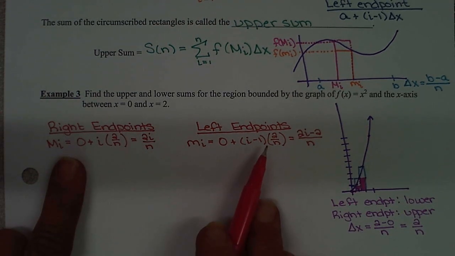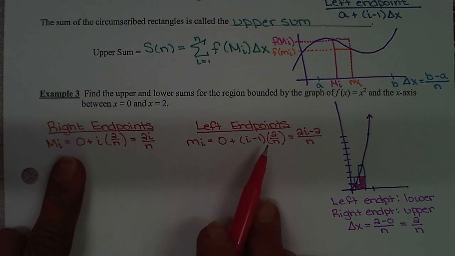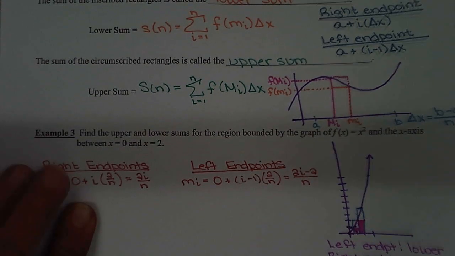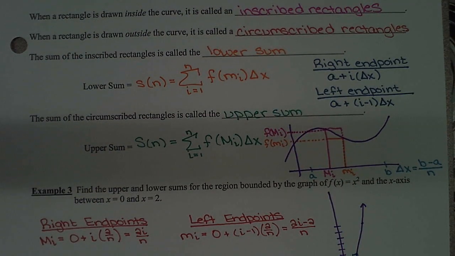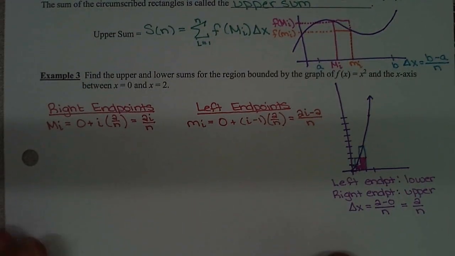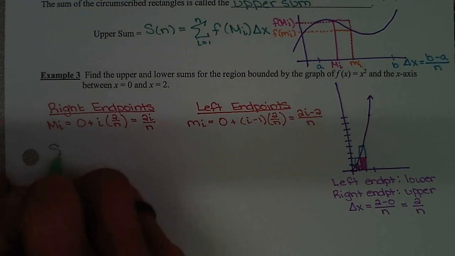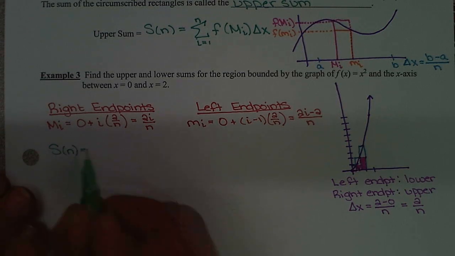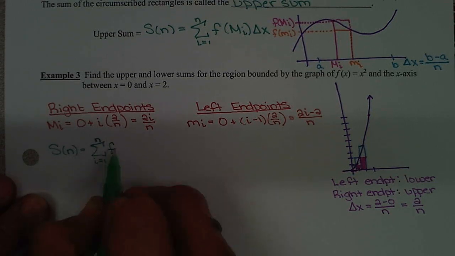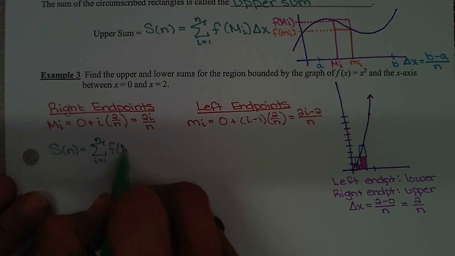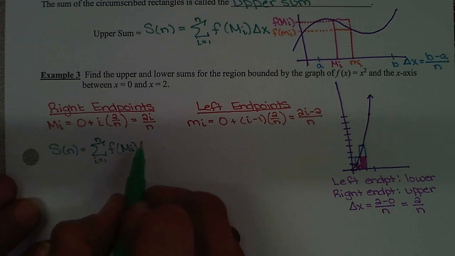So I've identified my capital M sub i and my lowercase m sub i, and now I'm going to use these in the upper and lower sum formulas that we have at the top of the page. So let's go ahead and start with the upper sum and see what happens. Our upper sum is the capital S sub n. The formula says that we are supposed to take the summation from i equals 1 to n of f evaluated at capital M sub i times delta x.